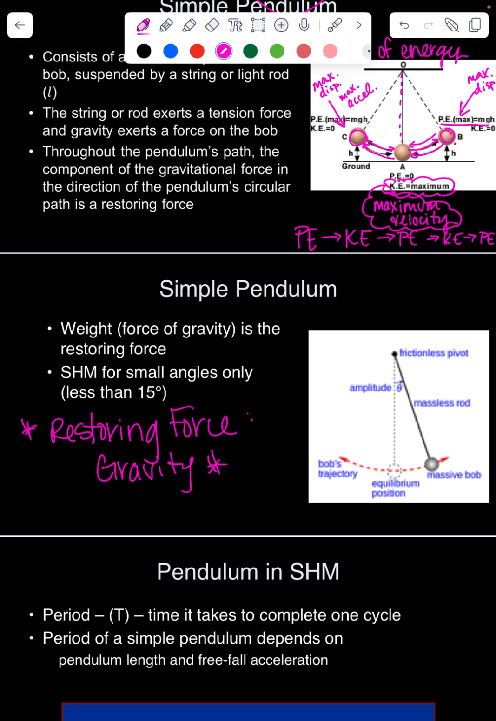If you have more gravity somewhere, that's going to pull it down faster. If you have less gravity, it's going to pull it down a little bit slower because you are lessening that restoring force.